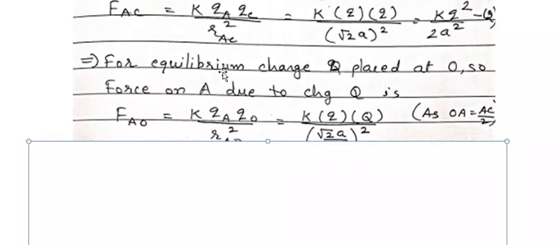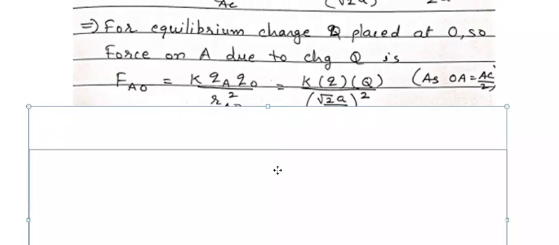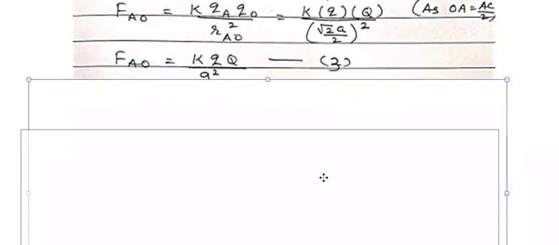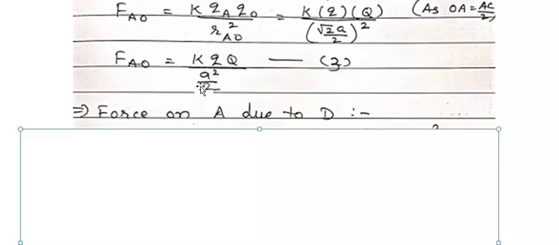Now for equilibrium, let us have capital Q placed at O, so that the force on A due to charge Q is FAO equals K QA Q upon RAO square, that is K Q capital Q upon root 2 A by 2 whole square, because OA is equal to AC by 2. So FAO equals K Q capital Q upon A square by 2. Let it be equation number 3.